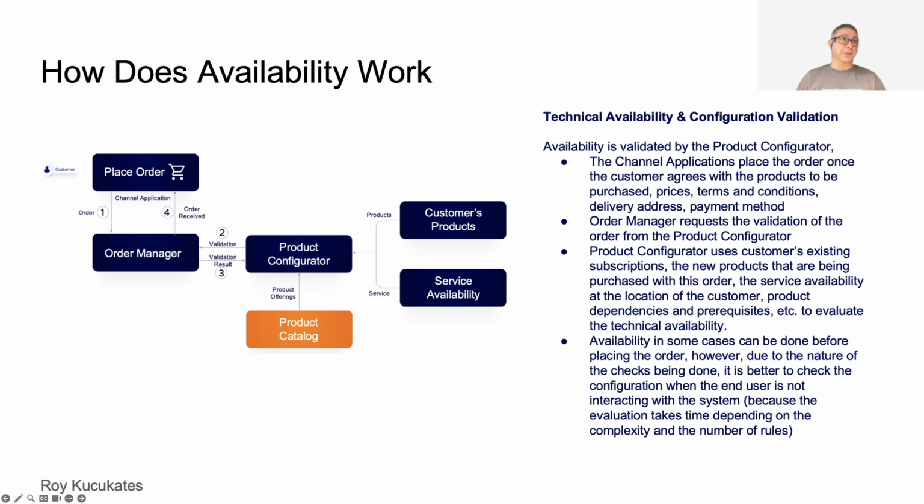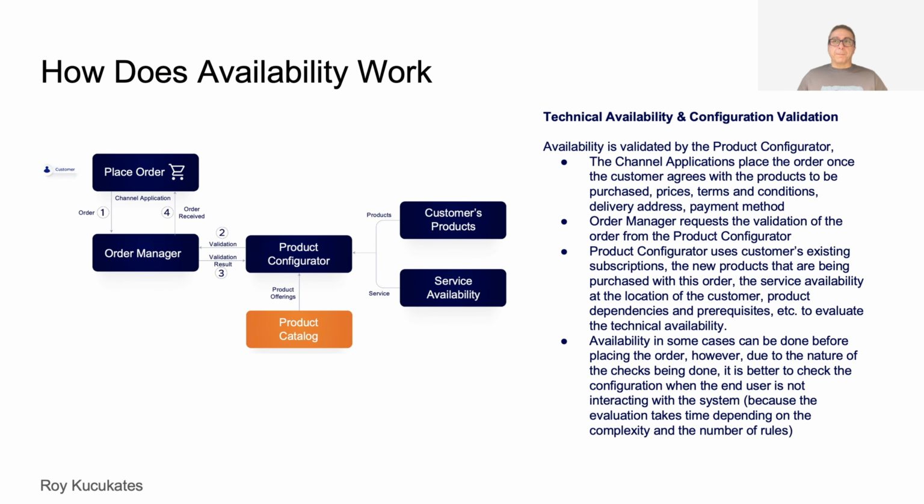In this case, a customer places an order, the order goes to the order manager, and then a synchronous validation is done through the product configurator, where it can check the product catalog for the offers, for the customer's products, the inventory, or the service availability, or any other criteria, the previous purchases, etc., the other orders of the customer. Then the validation result is sent back to the order manager, where the order manager replies back to the component saying that the order is valid and accepted, and now it's put in queue to be processed at a later phase.